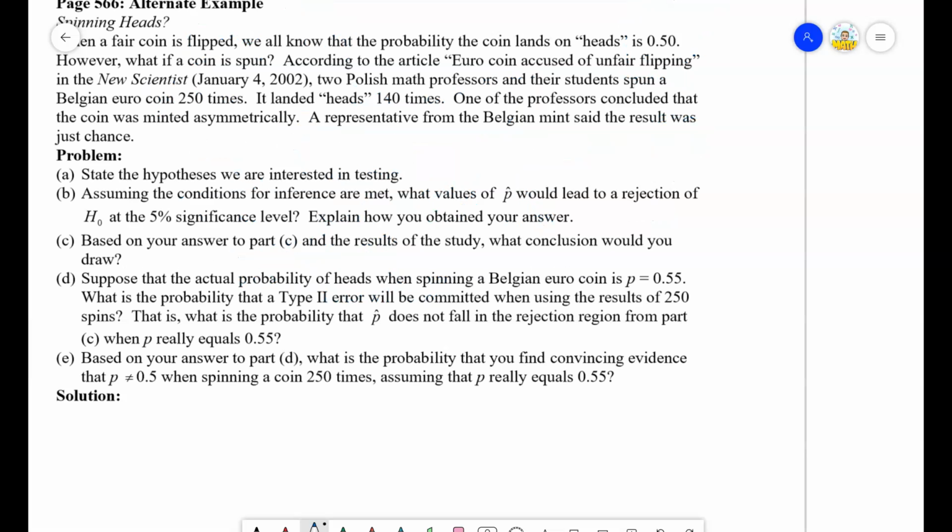Okay, now this example takes us into considering what we mean by type 1 and type 2 errors and the power of a test. So I'm going to go through piece by piece. These two Polish math professors are spinning a coin 250 times, and they want to see if it's a fair coin. If it's a fair coin, in the long run, it should land on heads 0.5 proportion of times, half the time, which would be 125 out of 250. Well, they get a p hat of 140 out of 250, right?